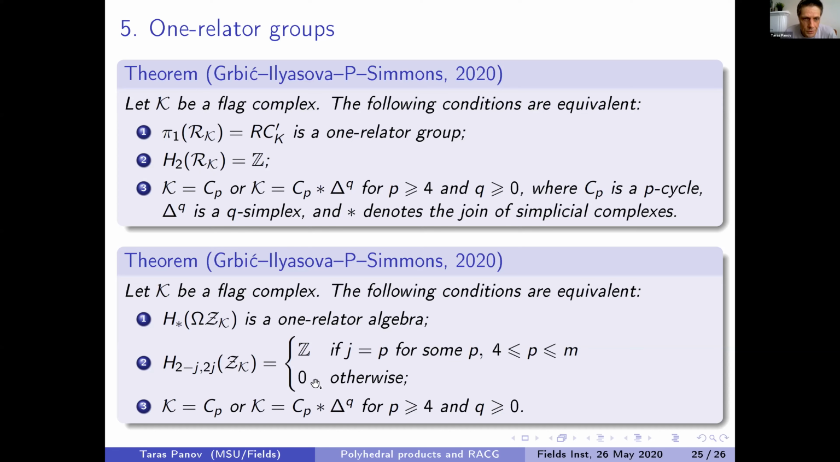Then you also have the same characterization for the algebra. The homology is a 1-relator algebra if and only if K is either a cycle or a join of a cycle and a simplex. There is also a homological characterization, but here you need the bigraded Betti numbers of Z_K. You cannot go with just one graded homology.